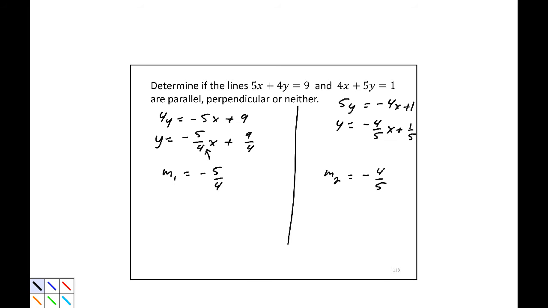Now, those are not equal, so parallel is off the table. If I multiply them, I'm going to get positive 1 actually. So m1 times m2 equals 1, so they are not perpendicular, only if it's equal to negative 1. So these two are neither.